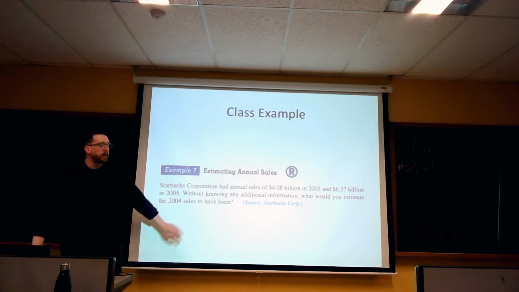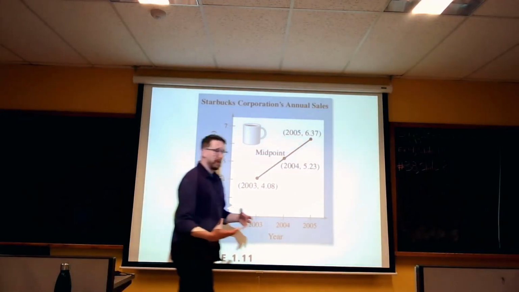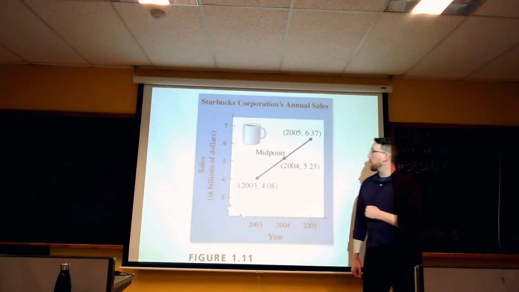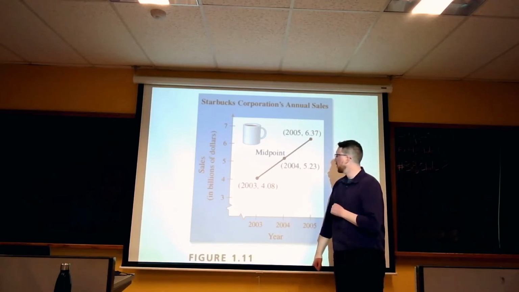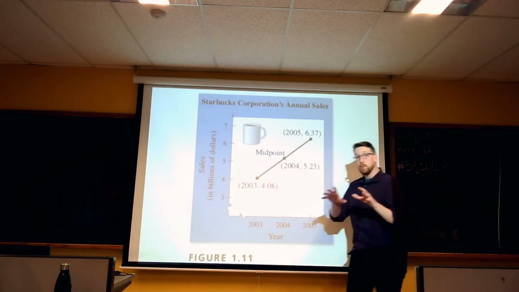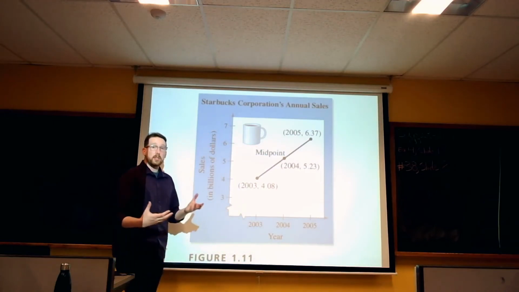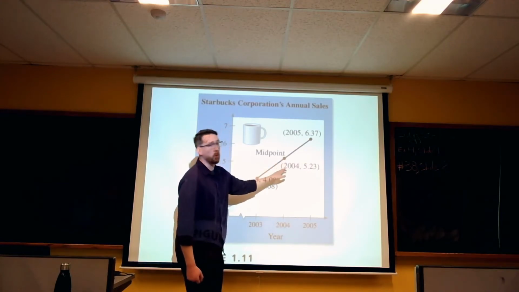So, let's imagine we're given this problem here. Stop for a second, let y'all read it. What we want to do is approximate what the sales were in 2004. We know 2003, we know 2005. So assuming that the sales moved in a linear way, we could approximate what the sales for 2004 were by calculating the midpoint.